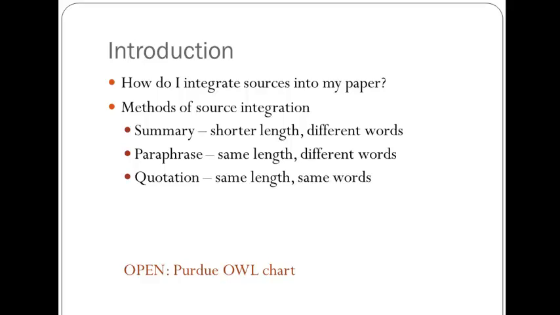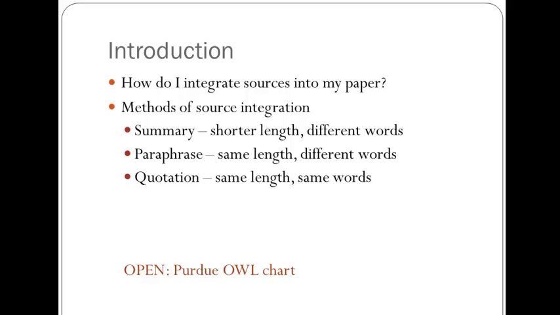The first is summary. A summary is of a shorter length than the original work. It's usually much shorter. And it uses different words, your own words, the writer's own words. The second method is paraphrase, which is the same length or slightly shorter or comparable in length to the original work. And again, it uses different words. It uses your own words, not the author's original words. And the last is quotation.